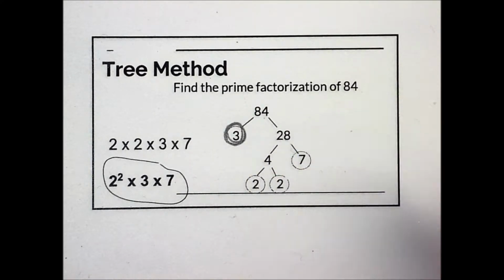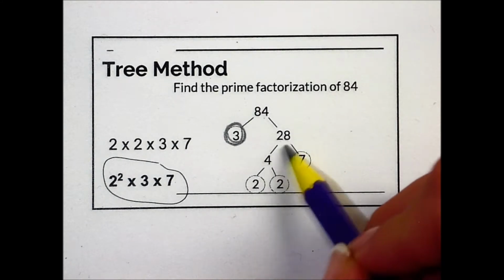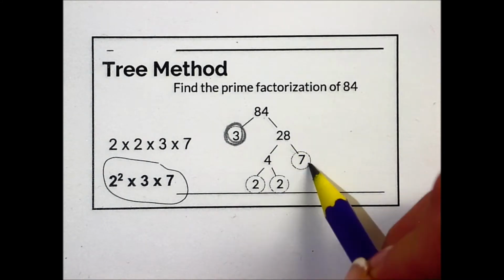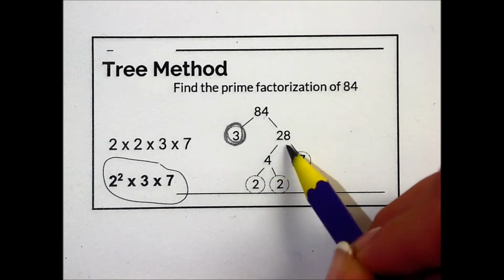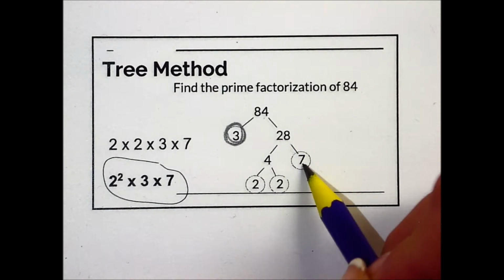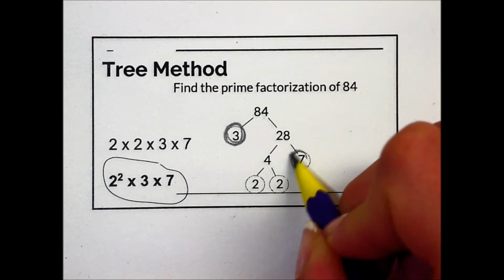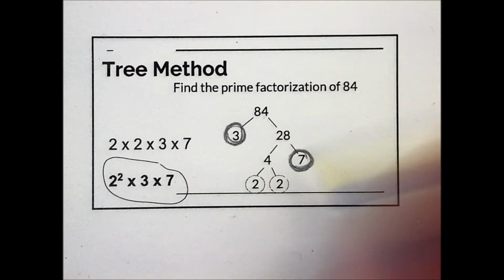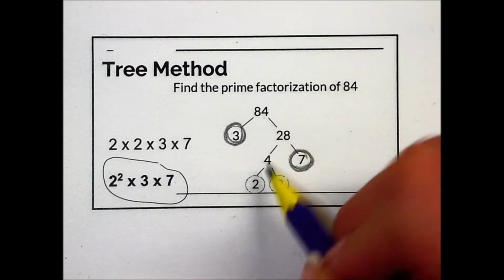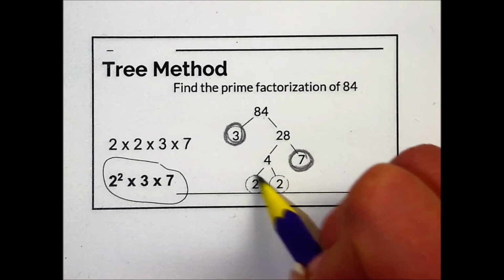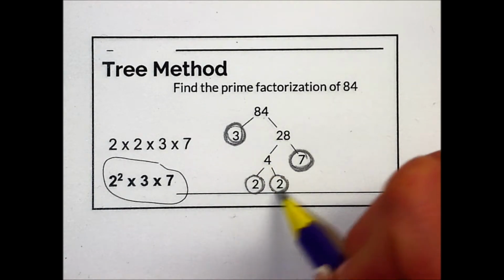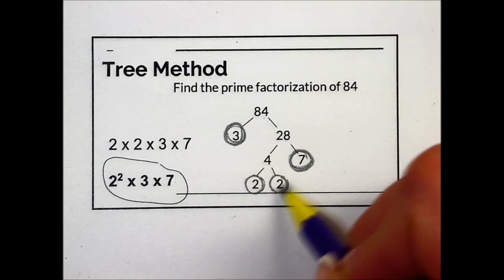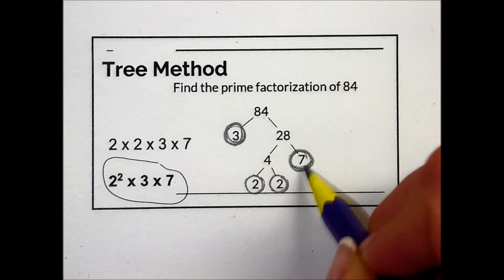All right, now let's look at the 28. When I think of 28, I think of the factor pair 4 times 7. Again, there are other options. 28 is divisible by 2. We could have used that. But anyways, 4 times 7 will give us 28. The 7 is prime, so I circle it. We're done with that 7. The 4 is composite, so we'll break the 4 into 2 times 2. When all of the numbers are prime numbers, you have found the prime factorization.